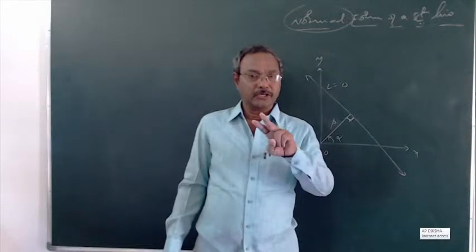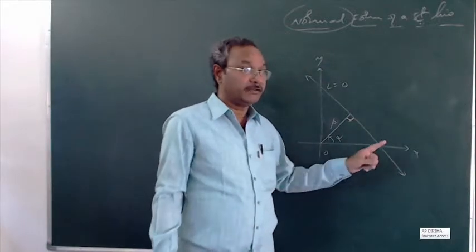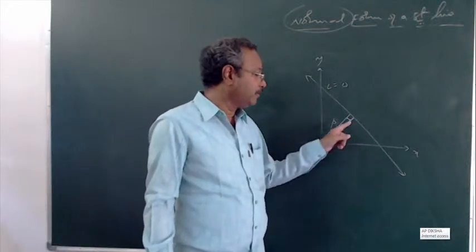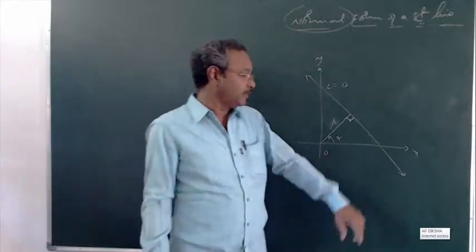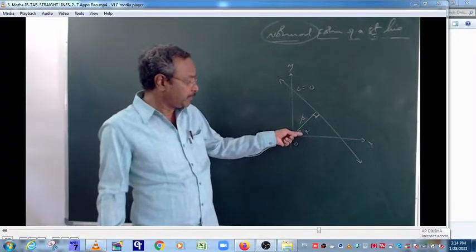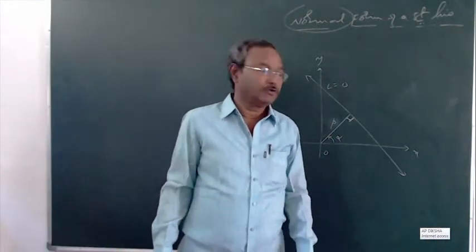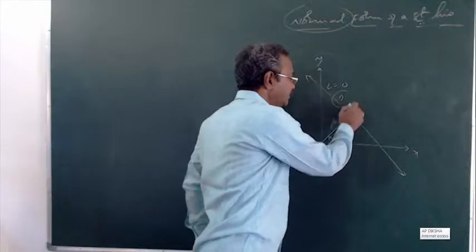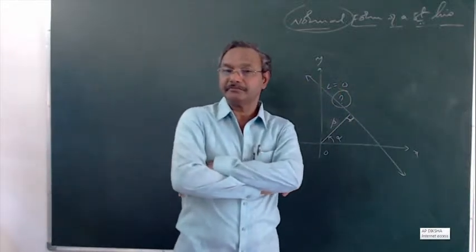So the two hints to find the equation of the straight line are not about the straight line, but about the perpendicular to the straight line from the origin. So the length of this perpendicular is p units, whereas the angle made by the perpendicular with the x-axis is alpha. What should be the equation of this straight line? Find the equation of this straight line. So that is the question.